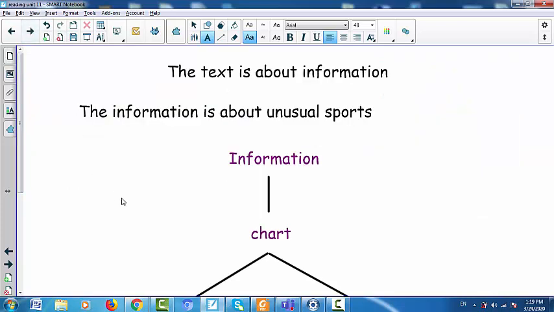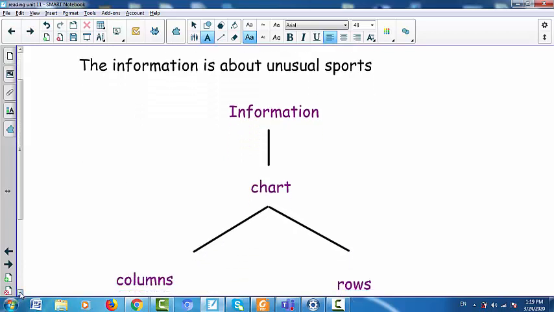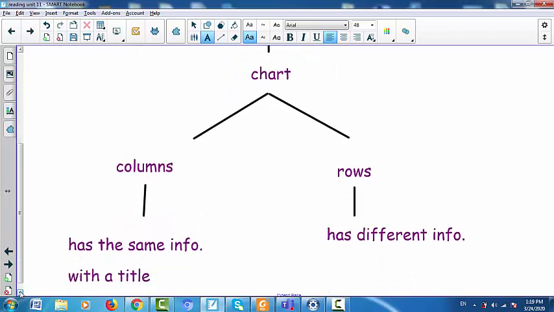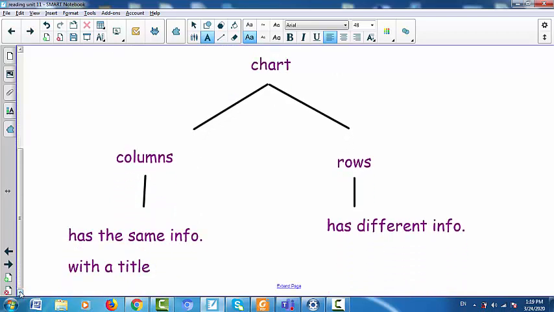Now let's talk about the type of the text. Our text in this unit is about information. It gives information about unusual sports. They will write the information in a chart. Chart يعني جدول أو مخطط بياني. The chart in this unit has columns and rows. Columns أعمدة, rows صفوف.